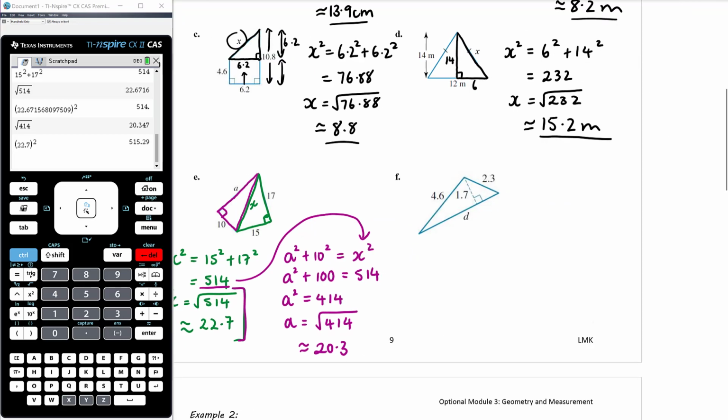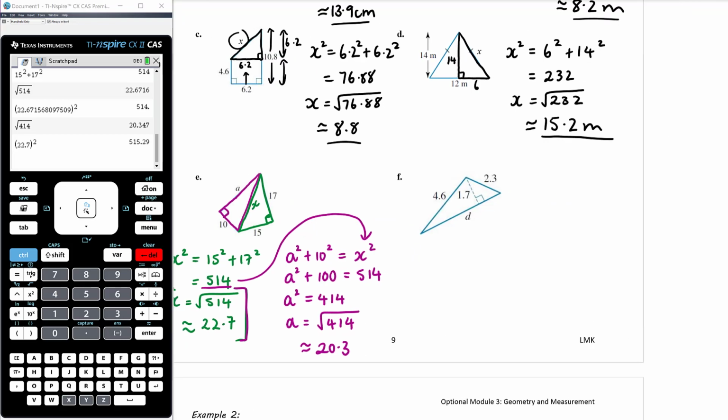Okay, part F, we are trying to find D, which is this total length all the way along here. Now the key thing is to not lose track of the fact Pythagoras only works in right-angled triangles. So you can't use this whole purple triangle I've just outlined here. D squared does not equal 4.6 squared plus 2.3 squared, because this is not a right-angled triangle. So we need to focus on right-angled triangles.